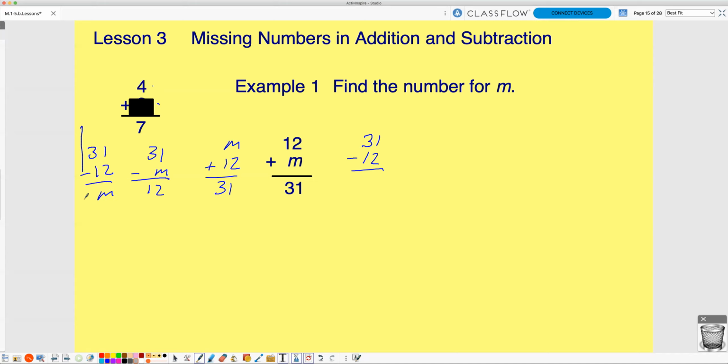So these are the fact families that you have been creating in the first two lessons anyway. But this is the only one that results with m being the final answer, giving us what m is worth, what its value. So now I'm going to take 31 minus 12 to find out what the value of m is.